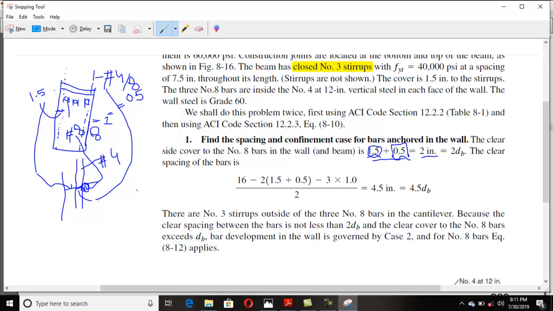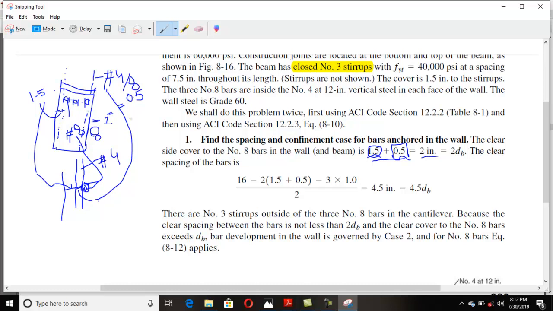Okay, and divide that by 2 because there are 2 spacings, 1 and 2. So therefore 16 minus 2 times the clear cover, which is 2 inches, minus 3 bars. Yes, you have to subtract these 3 bars because you want to get the clear spacing. So you have to subtract the area for these steel bars also.